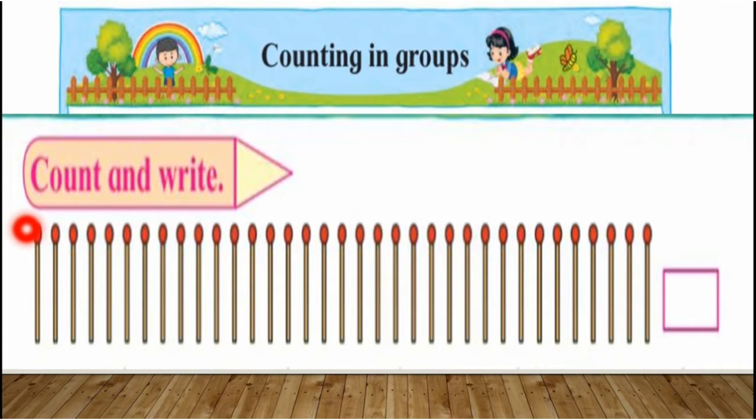Let's start counting. 1, 2, 3, 4, 5, 6, 7, 8, 9, 10, 11, 12, 13, 14, 15, 16, 17, 18, 19, 20, 21, 22, 23, 24, 25, 26, 27, 28, 29, 30, 31, 32, 33, 34, 35.